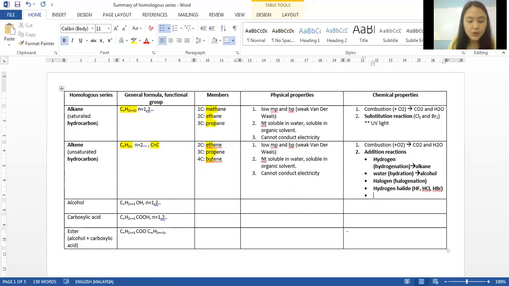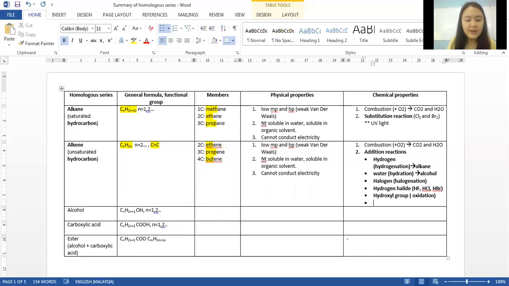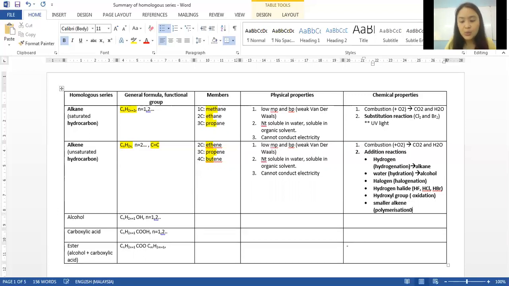You can also add a hydroxyl group into alkene. This process is called oxidation. Last but not least, you can add with other smaller alkenes. This process is called polymerization. What do I mean by adding a smaller alkene? For example, you can have ethene add with another ethene, add with another ethene, and add with another ethene. That process is called polymerization. So these are the few things that we can add into alkene.